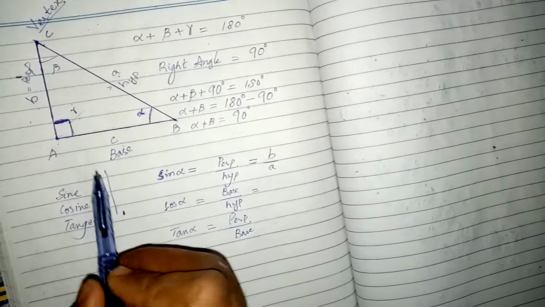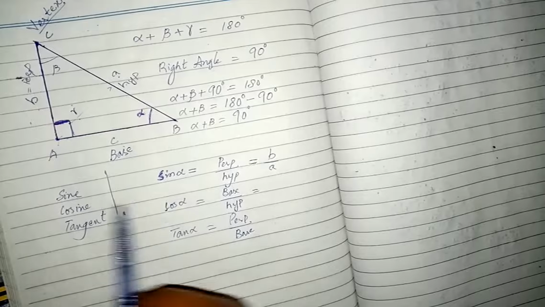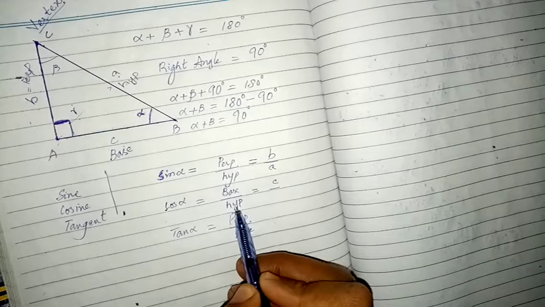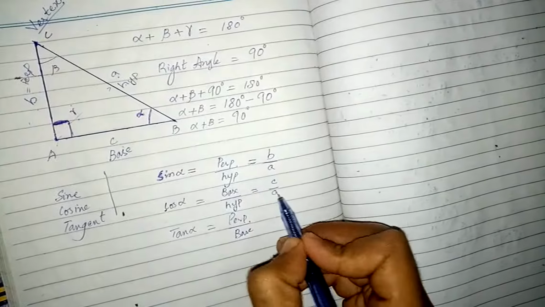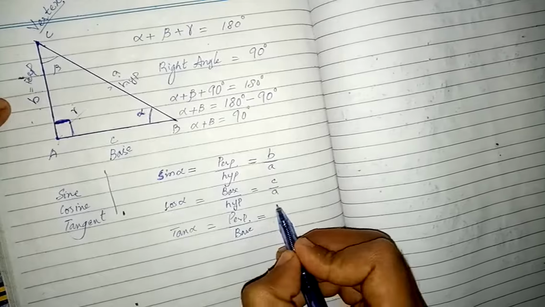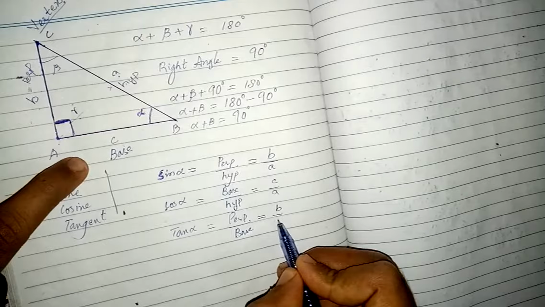Cos will be base upon hypotenuse, so base is C divided by hypotenuse A. And now tangent alpha, tangent is perpendicular upon base, so perpendicular is B, base is C.